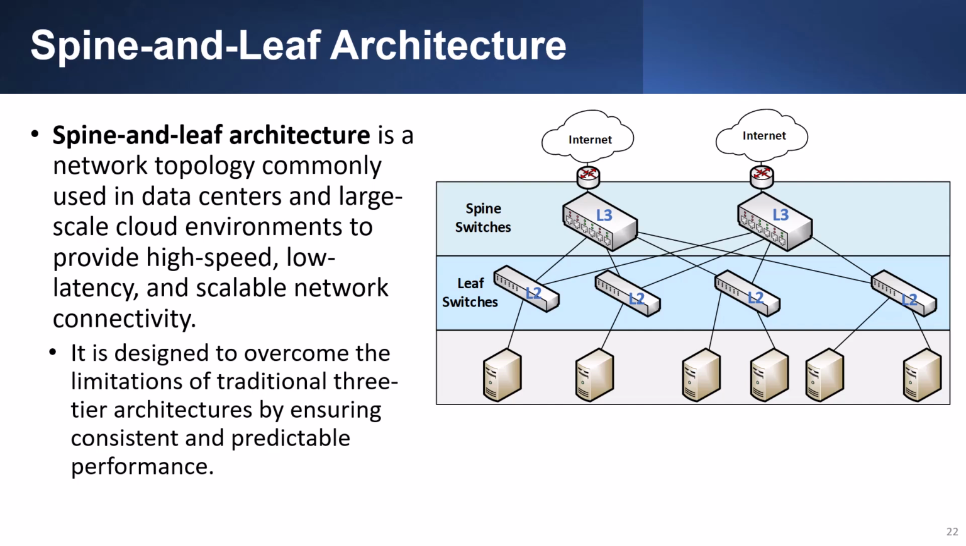Spine and leaf architecture is a network topology commonly used in data centers and large-scale cloud environments to provide high-speed, low-latency, and scalable network connectivity. It is designed to overcome the limitations of traditional three-tier architectures by ensuring consistent and predictable performance.